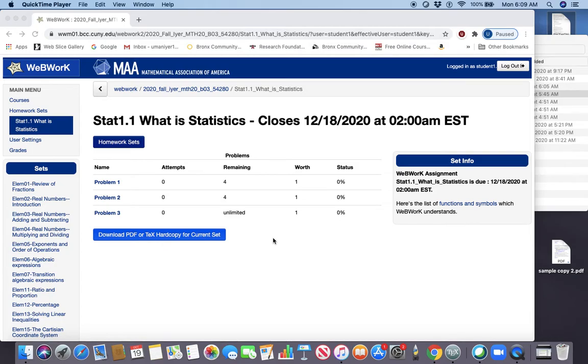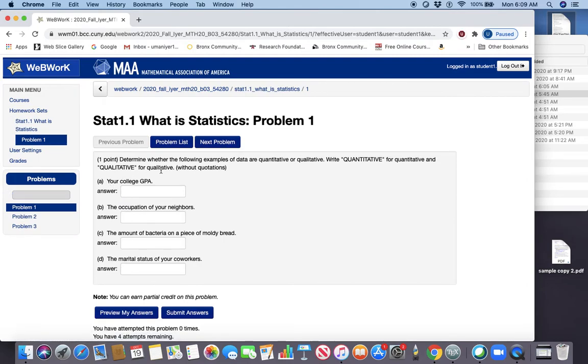So now we'll go over problems from web work on statistics section 1.1. There are only 3 problems, so we'll go over them quickly. Determine whether the following examples of data are quantitative or qualitative. Write quantitative in capital case for quantitative and qualitative in capital case for qualitative, without quotations. So, mind you, in problems such as these, spellings matter.